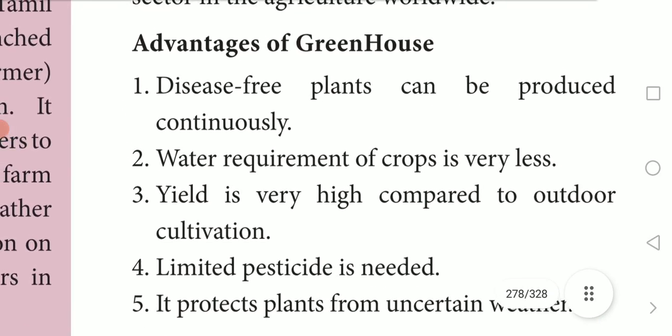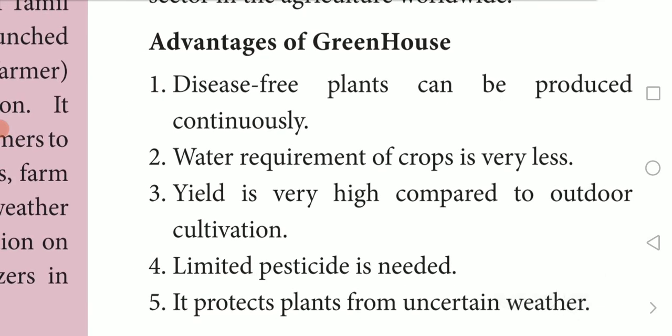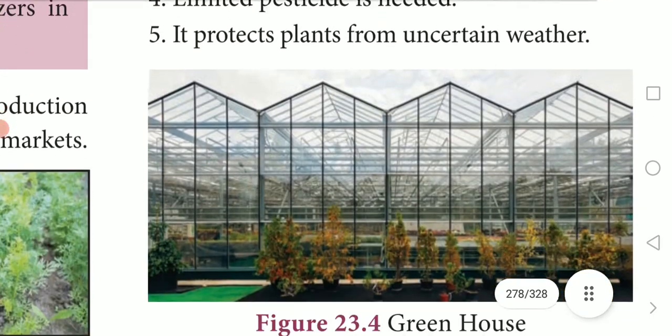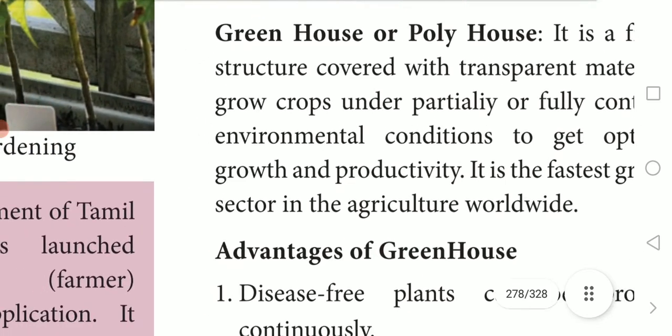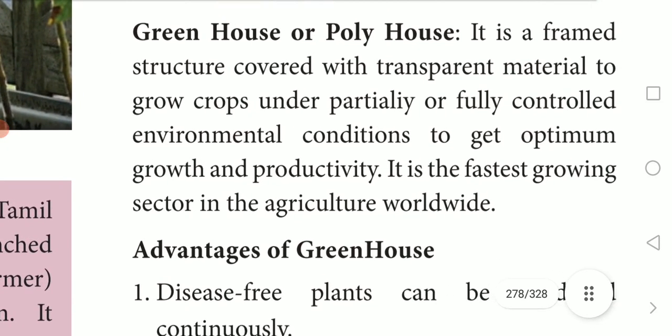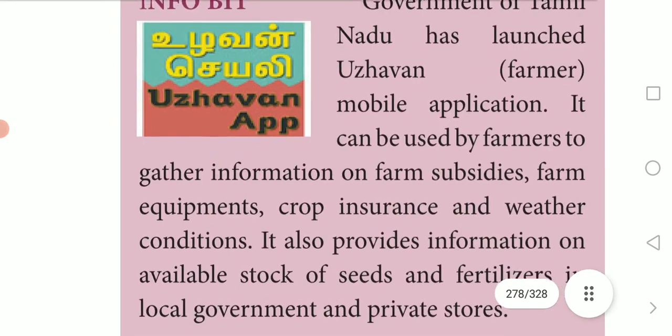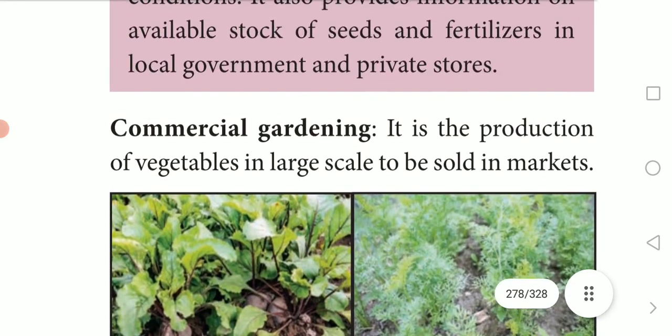So far we have seen what a greenhouse or polyhouse is. This is the structure of that one. And also we have seen the advantages of greenhouse, and explanations of what a greenhouse is. And the next one, commercial gardening.